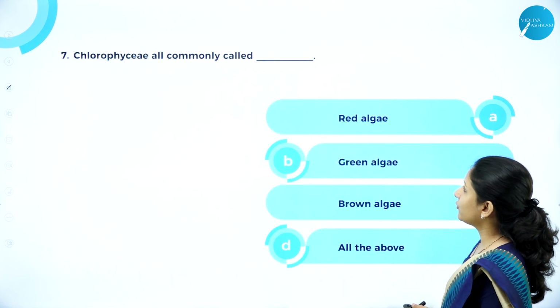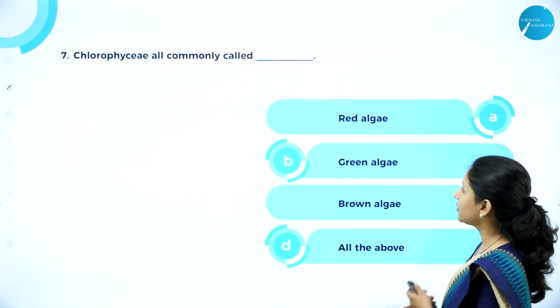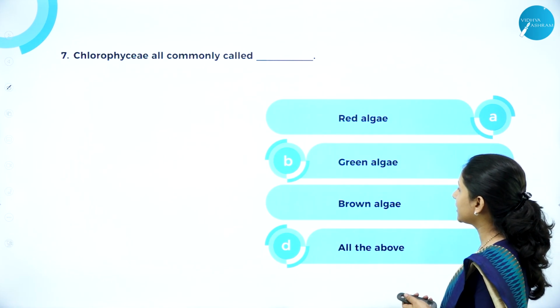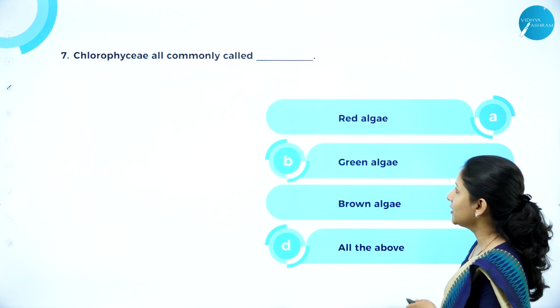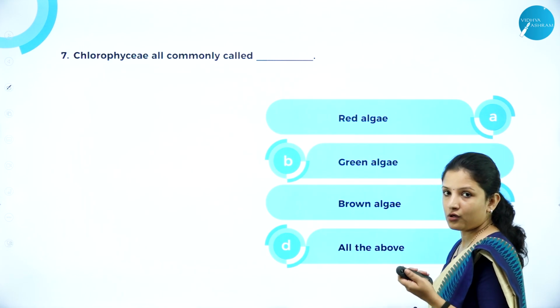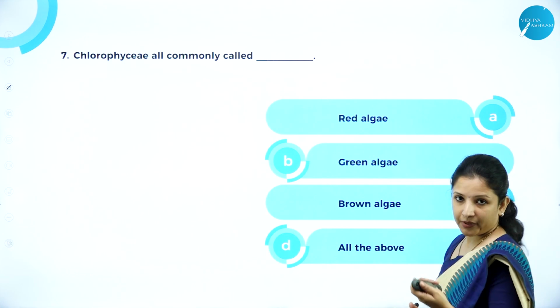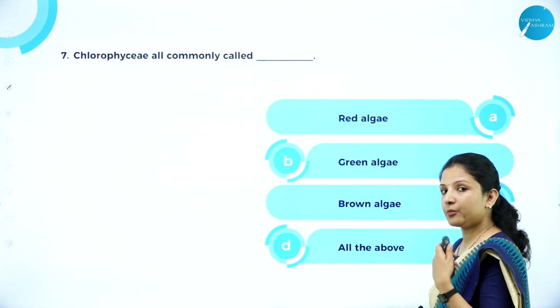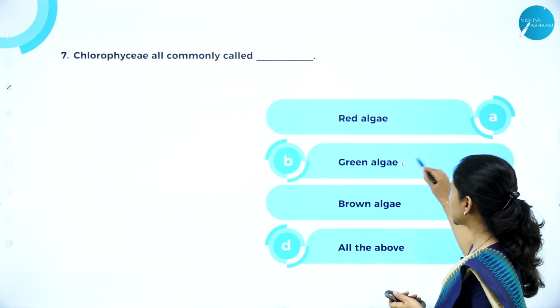Next, chlorophyceae are commonly called as, is it red algae, green algae, brown algae, all of the above. The name itself says chlorophyceae, means it has something to do with the chlorophyll pigments in abundance. That is, it has chlorophyll A and B in abundance. So therefore it is the green algae.